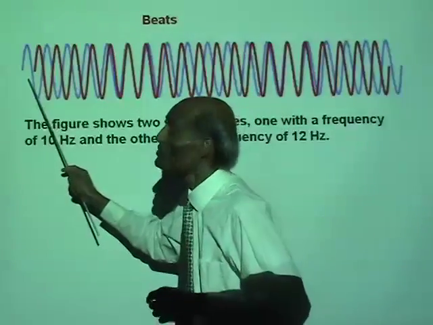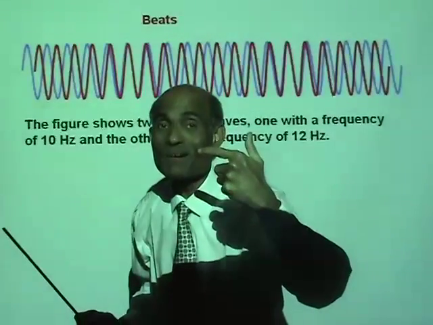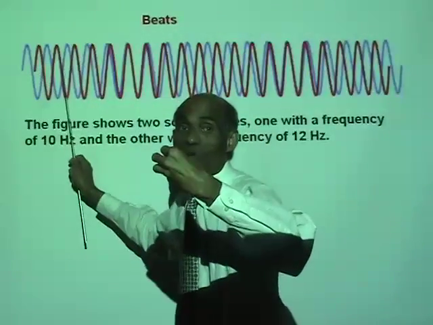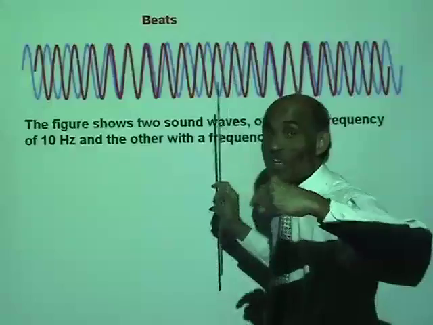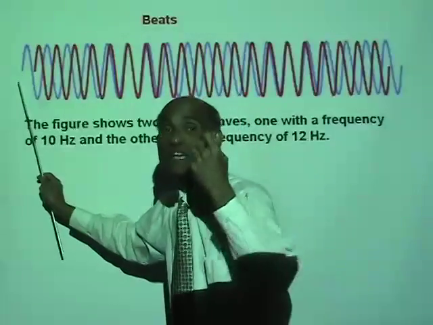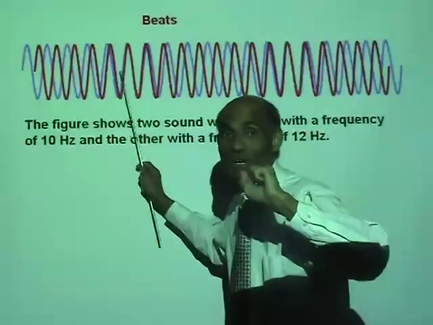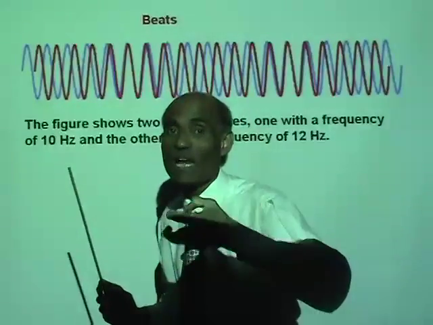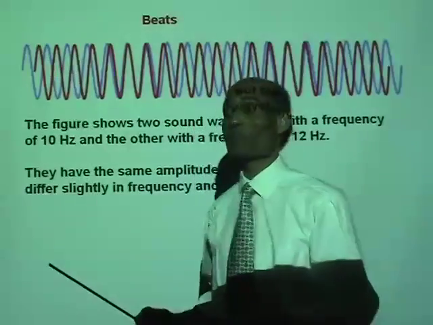So, when two sound waves of very nearly equal frequency are sounded together, what will happen? As they advance, they get in phase, out of phase, in phase, out of phase, in phase, continuously. And what do you hear as a result of that? When they are in phase, you hear a loud sound. When they are out of phase, you hear no sound. Again, you will hear this intermittent loud sound, no sound, loud sound, no sound. And this is what we call beats.